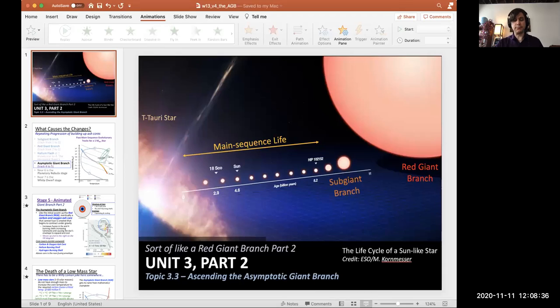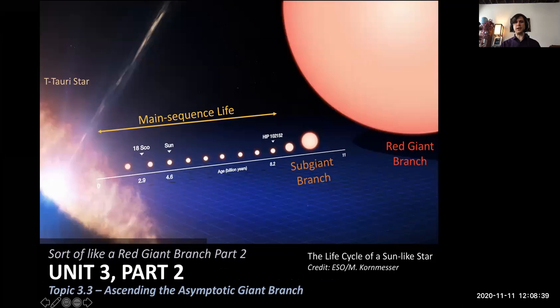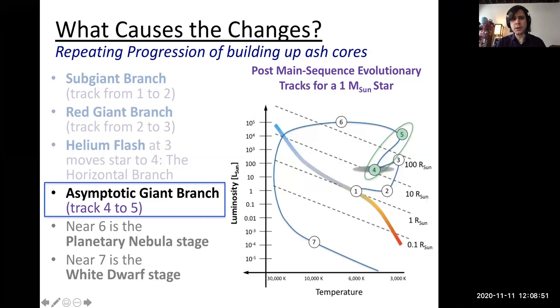This final stage is called the asymptotic giant branch, and it's sort of like our red giant branch part 2. And this is where we can really see the rhyme and the reason, the logic of just following up, of building up an ash core and seeing how the star responds. That's how we understood the ascension up the red giant branch, and that's exactly how we're going to understand ascending the asymptotic giant branch.